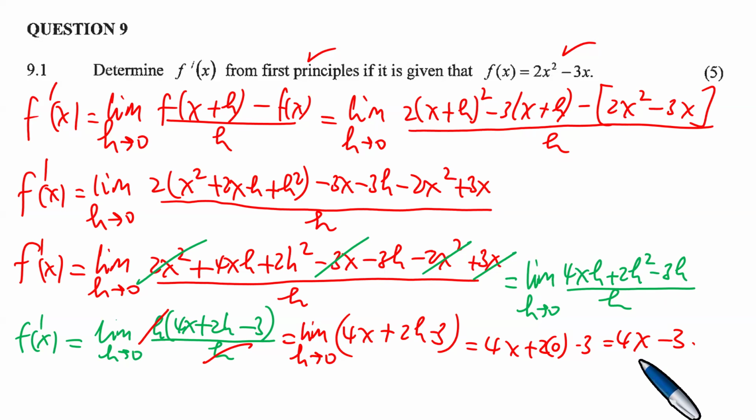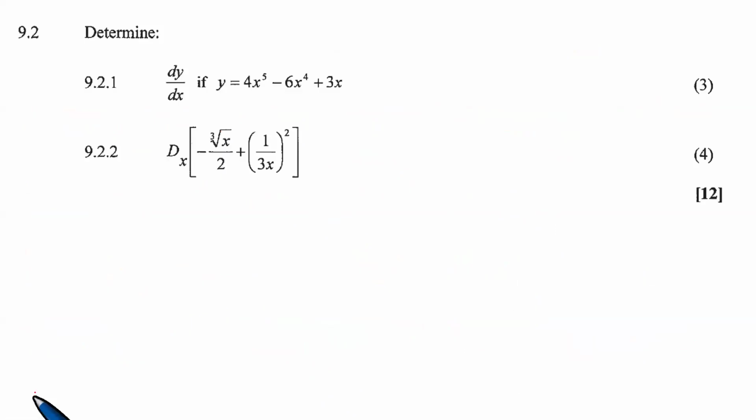Right, so the next thing we're going to do is to solve. Remember we used first principles, and first principles actually give us this result. Next point, let's look at 9.2.1. Now, 9.2.1 is about the rules. Determine dy/dx. So the examiner says dy/dx like this, and you need to determine this, and you need to use the rules.